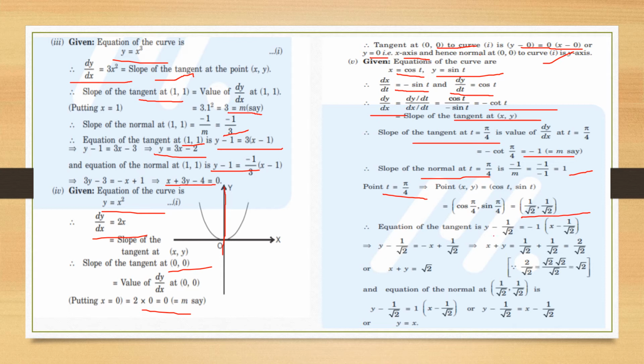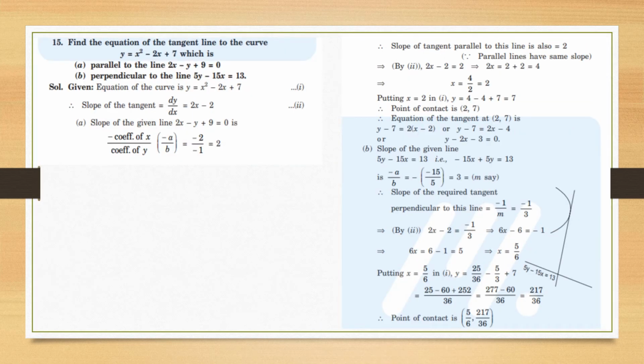So equation of tangent becomes y minus y1 equal to m times x minus x1. On simplification, I get it as x plus y equal to root 2. And for normal, I'll use the slope of normal, that is 1. So it is y minus y1 equal to m times x minus x1. And in this case, after cancellation, I'll get y equal to x is the required equation of normal.